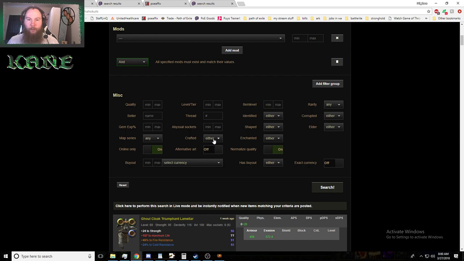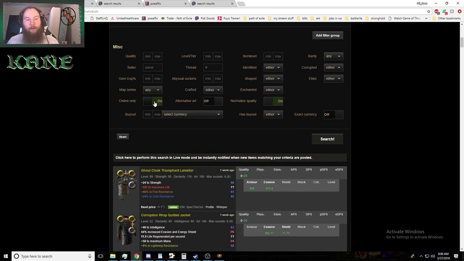So, if you want an item that you can continue to craft on, this is how I particularly find cheaper items, by finding ones that are uncrafted and doing it myself. And then enchanted is going to be your labyrinth enchants, I'm assuming. Online or offline, I usually leave it online. Alternate art, that's in case you're in standard league trying to collect items. And normalized quantity, I actually don't know what that does.